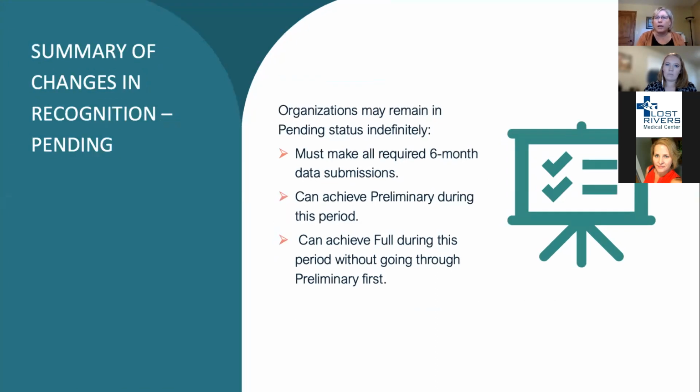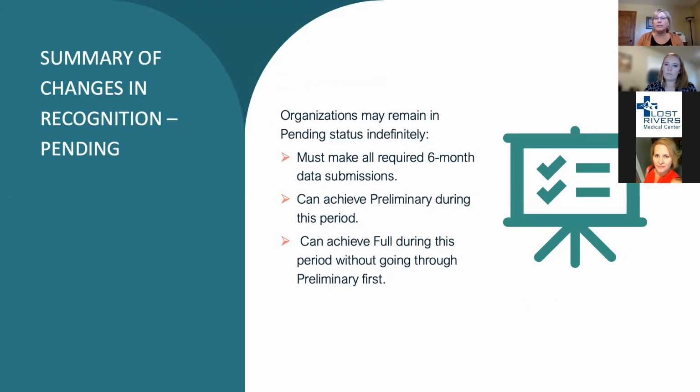So there are a few changes to the recognition process. Now organizations may remain in that pending status indefinitely as long as you're submitting all the required data. Previously, you could only remain in pending for 36 months before losing that status. So that pending, if you remember, you've applied for a recognition, you go through the application process, they've accepted all your information, and they've sent you an organization code and a start date. You're in that pending status. Now you can remain there indefinitely as long as you're continuing to submit all the required data.